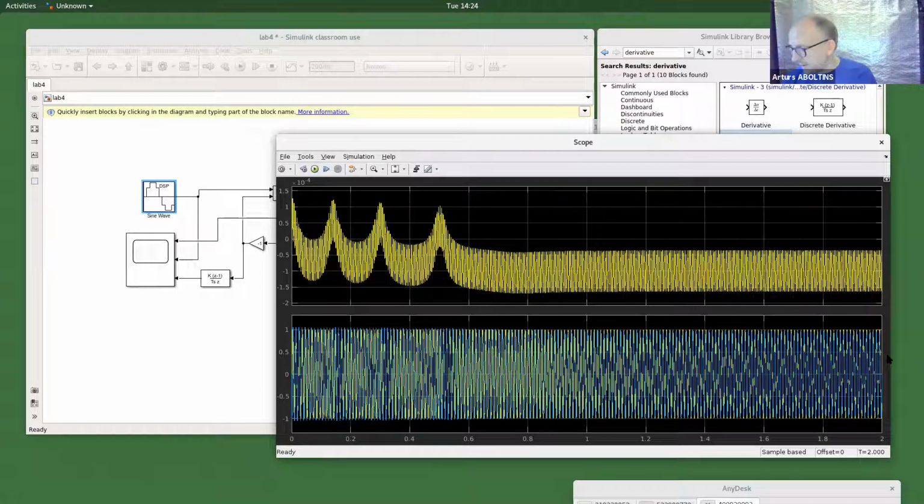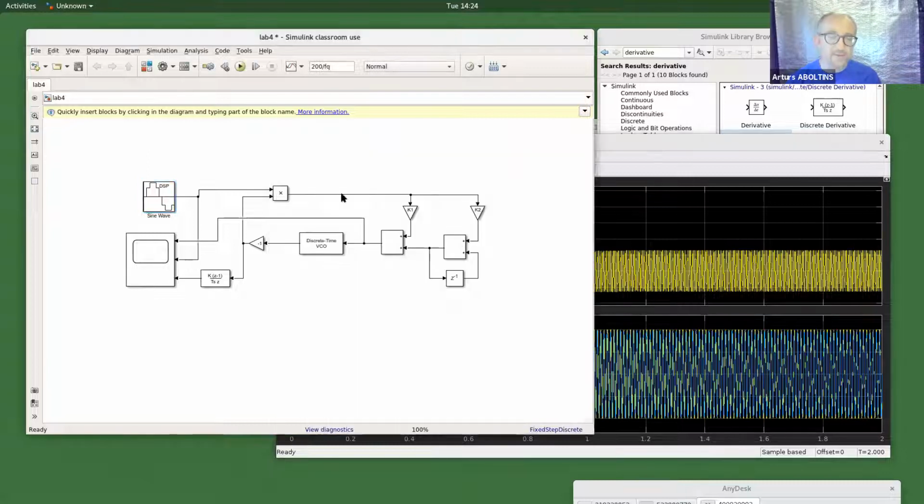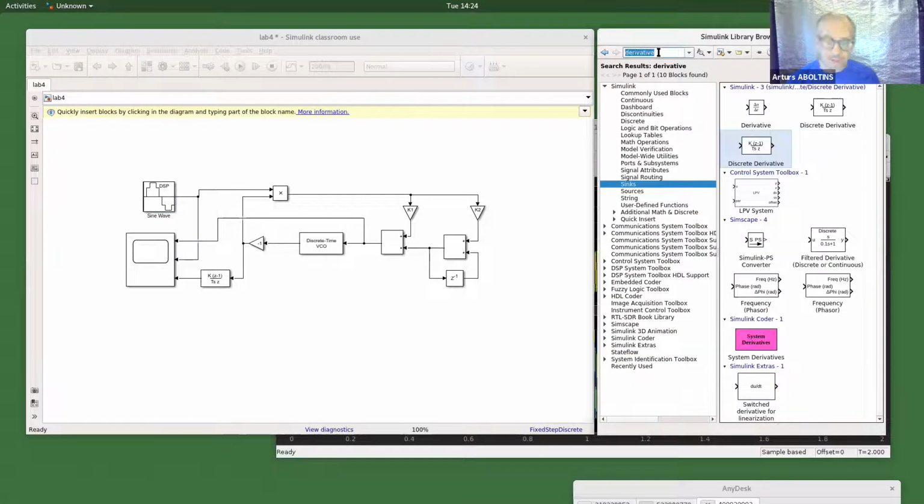Next thing we could answer, this is number 10, measure the amplitude spectrum of the generated signal. So what we do, we just measure the spectrum of this blue signal. For this, we will need a spectrum analyzer. Yes, we go and find the spectrum analyzer.